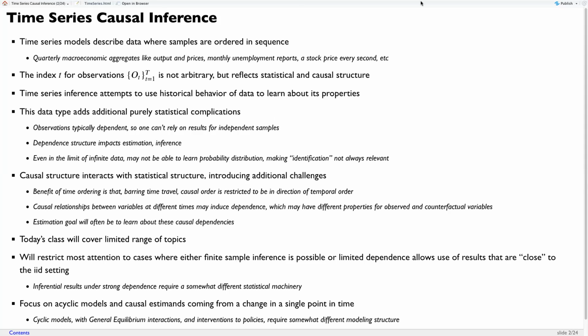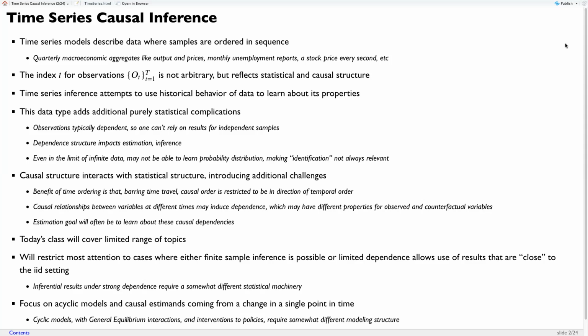Okay, so what is a time series? It describes data which is ordered in a sequence, things like quarterly macroeconomic aggregates, output and prices, monthly unemployment reports, stock prices every second, every millisecond, or however fast people are trading nowadays. Maybe faster than per millisecond, I don't really know. And the key to these time series, what makes them distinct, is that the index for the observations that we're going to call O_t, so this is going to be some vector of variables.